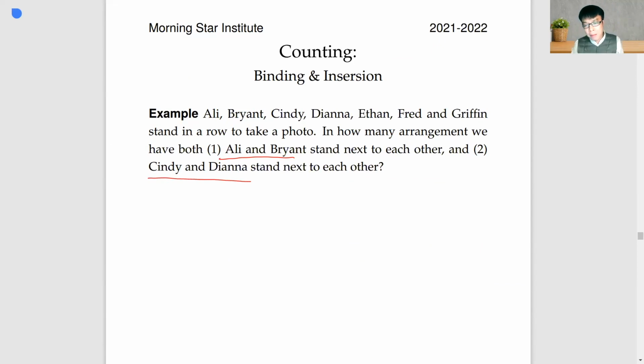If there's no requirement, we have 7 people, so the answer is 7 factorial, the permutation. But here we should consider these 2 requirements. Because A and B should stand next to each other, they are kind of combined. So we put them together as a set. They cannot be separated, so let's put A, B together. C and D similarly should be together. The other three people, E, F, G, are totally free. They can stand anywhere, no requirement.